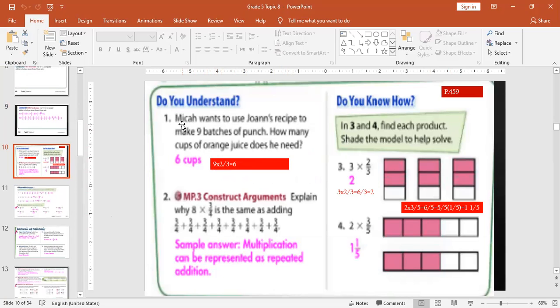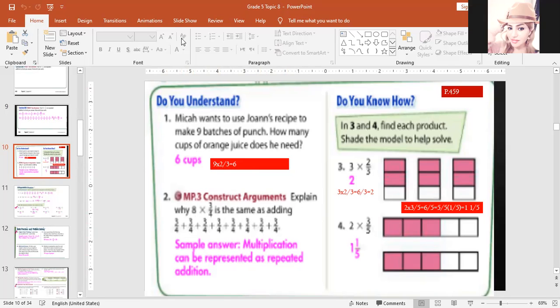So, of course, when I want to do 9 batches, and Juan's recipe uses 2/3 of a cup, not the whole cup, it will be 9 multiplied by 2, which is 18, divided by 3, which is 6. Number 2, explain why 8 multiplied by 3/4 is the same as adding 3/4 8 times, simply because multiplication can be represented as repeated addition. Okay, and here he is asking me 3 multiplied by 2/3.